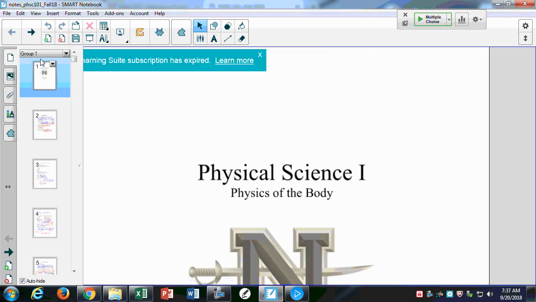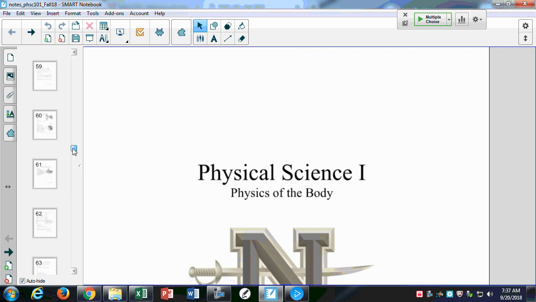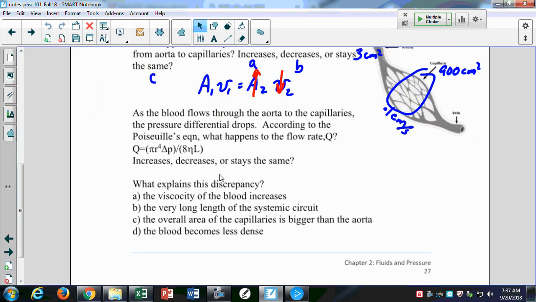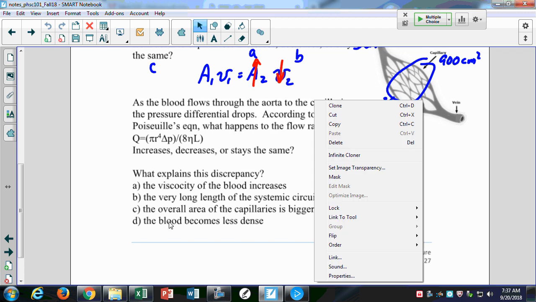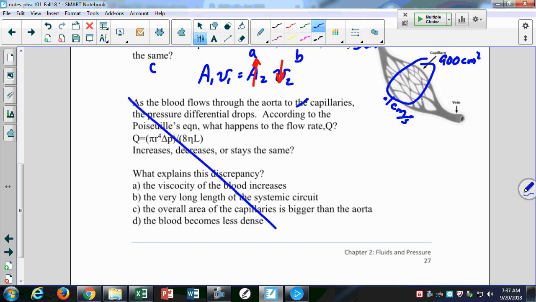We have a little bit left in this chapter dealing with the heart, or with the body applications, fluid flow. We're going to skip this section. I was reading this question, I just don't like the way that I wrote it, and I think it's just going to sort of confuse you. So we're just going to skip that.